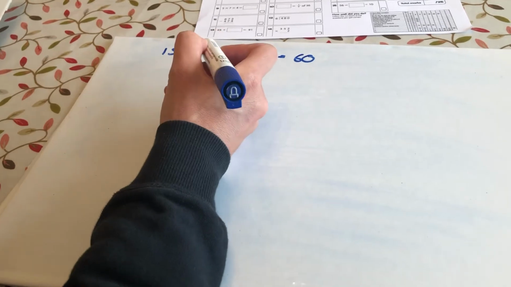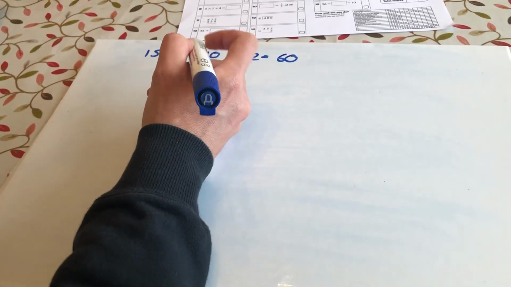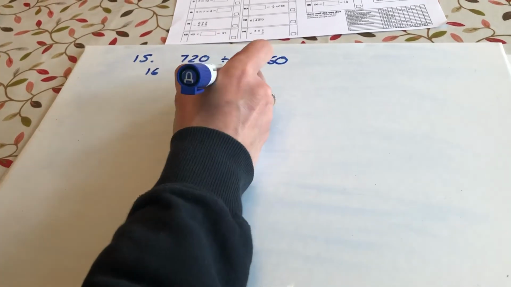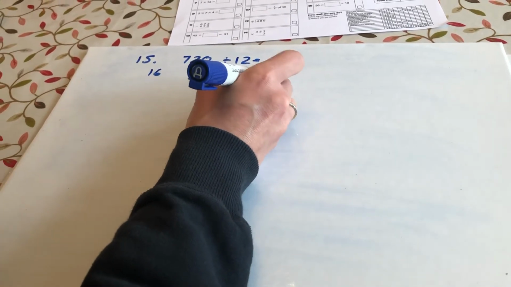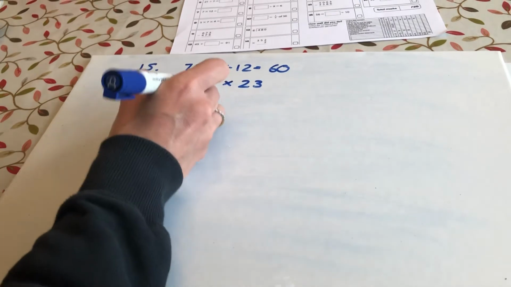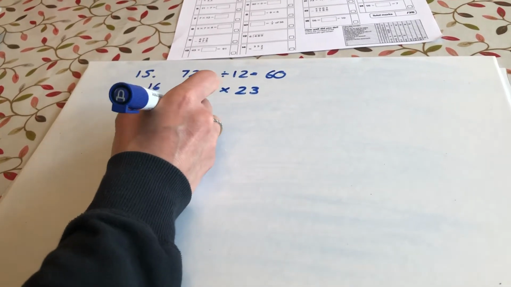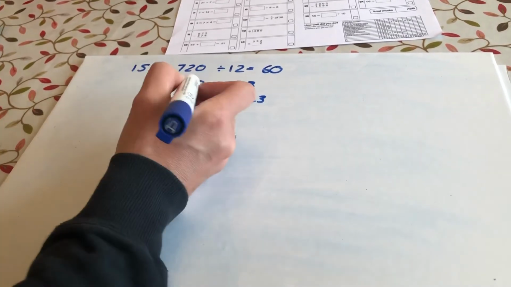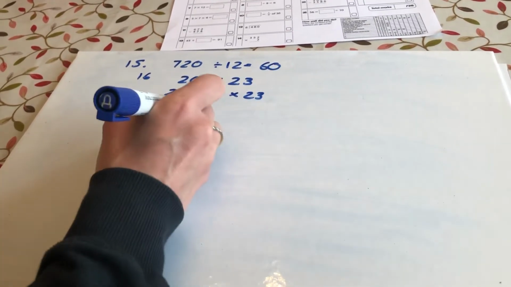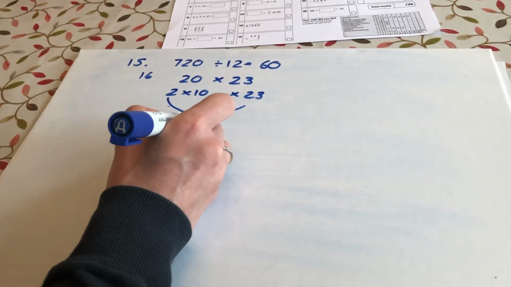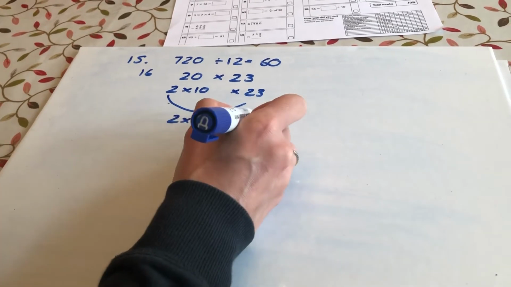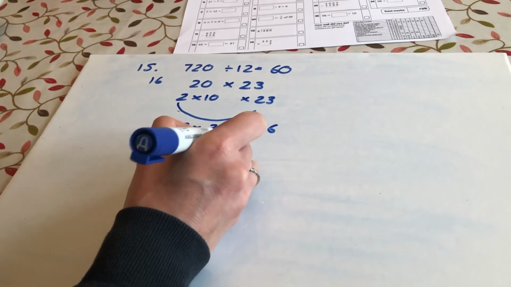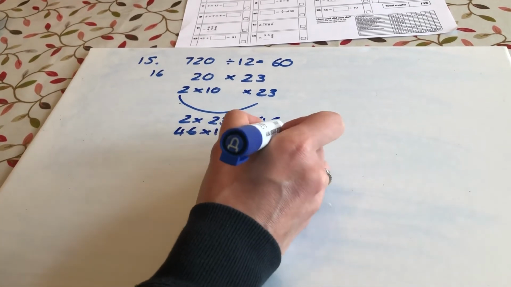Question 16, 23 times 5 times 4. I would do 5 times 4 first to give me 20, so it's a multiple of 10. So we end up with 20 times by 23. Now I would think of this as 20 is 2 times 10. And again, you can do it in any order. I would probably do 2 times 23 first of all, which is 46, and then I times it by the 10. 46 times by 10 equals 460.